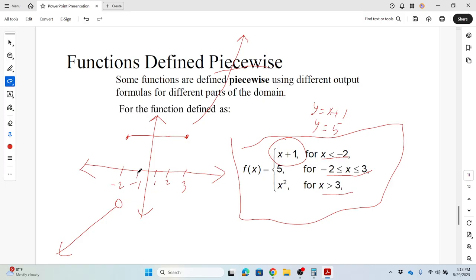So you can plot this graph by finding different points. I already knew the nature of the graph, that's why I did it like this, but you can plot them separately. But as a whole, this type of function is called a piecewise function.